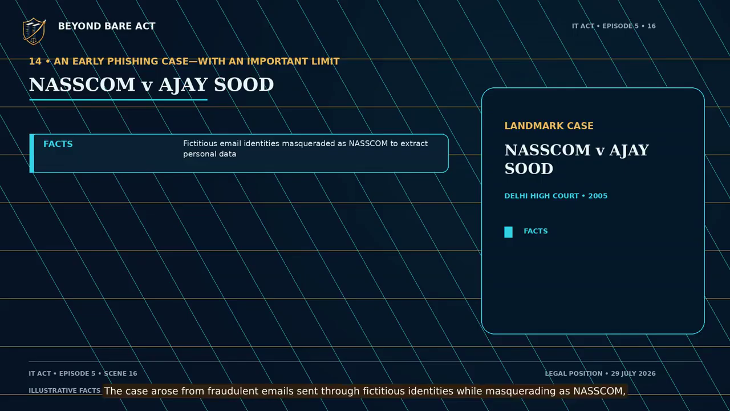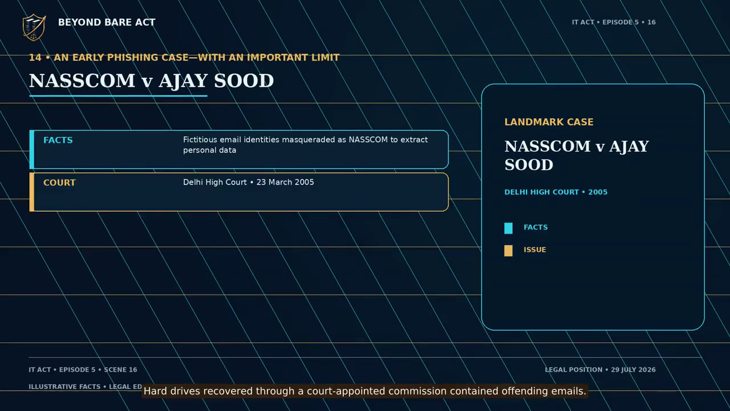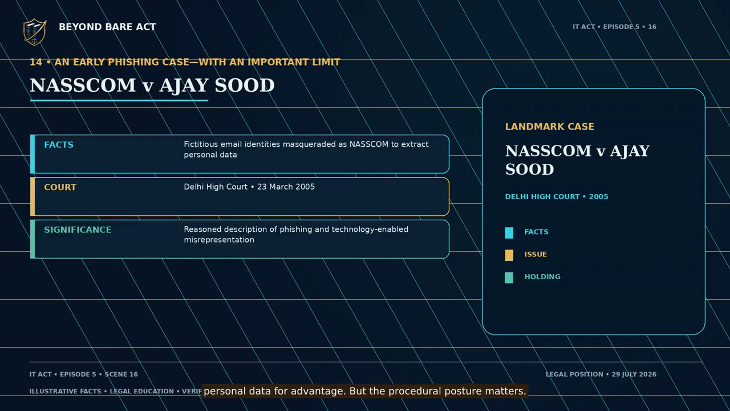The case arose from fraudulent emails sent through fictitious identities while masquerading as NASSCOM, with the aim of extracting personal data for headhunting. Hard drives recovered through a court-appointed commission contained offending emails. The court described phishing as internet fraud, in which a person pretends to be a legitimate association, such as a bank or insurer, to extract access codes, passwords, or other personal data for advantage.